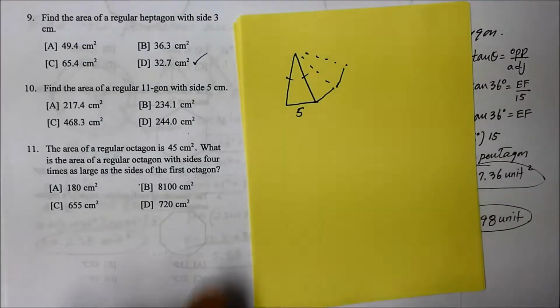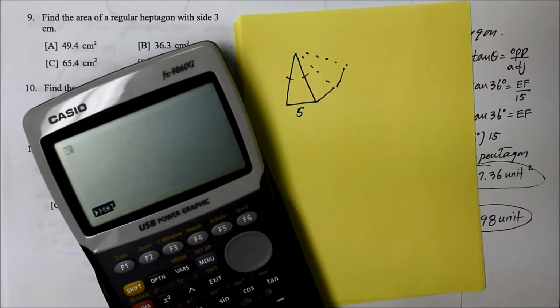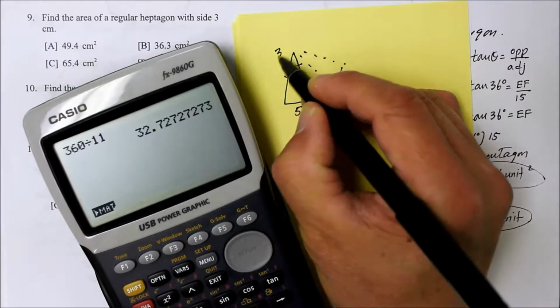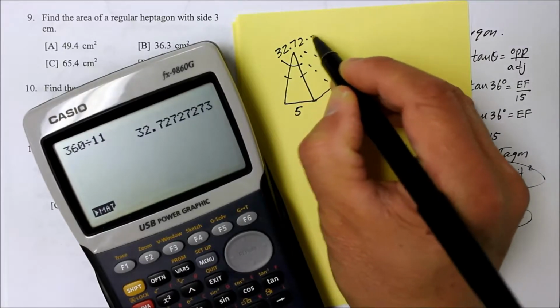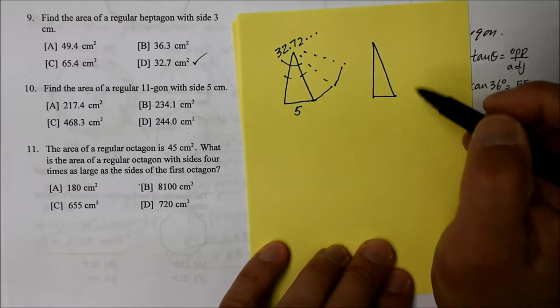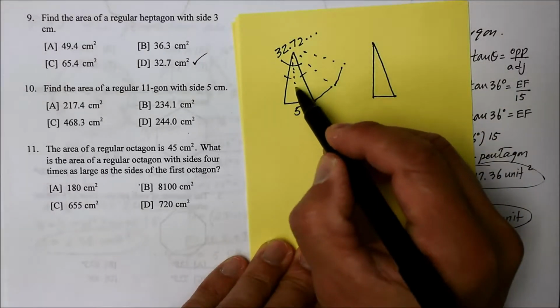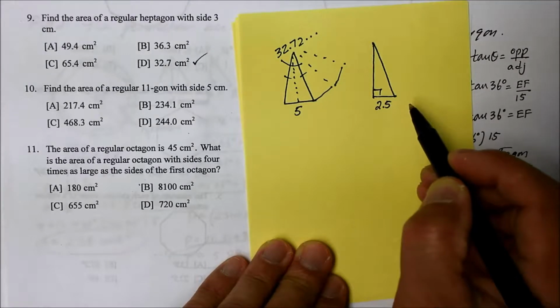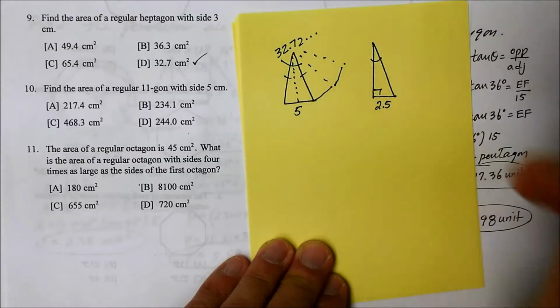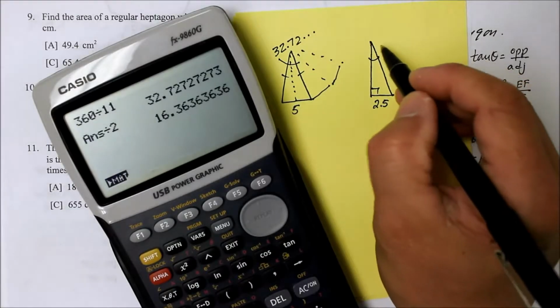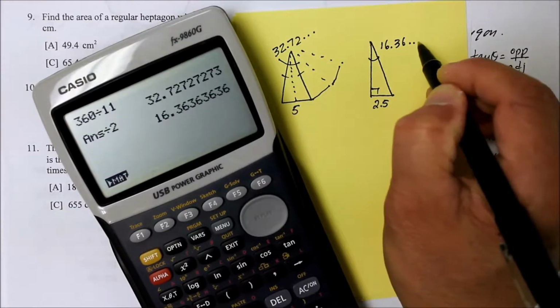Now I want to find the degrees for that triangle. So 360 divided by 11 is equal to 32.72, and it repeats, degrees. But I only want half of that. The base of this triangle, which is a right triangle, is going to be 2.5. And half of that 32.72 is going to be 16.36, and that repeats, degrees.